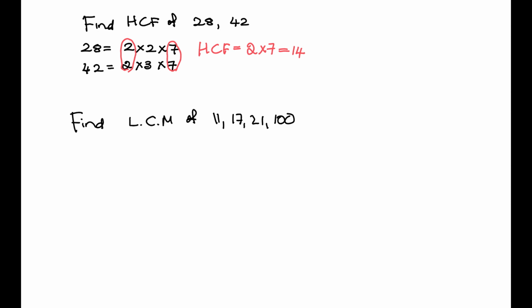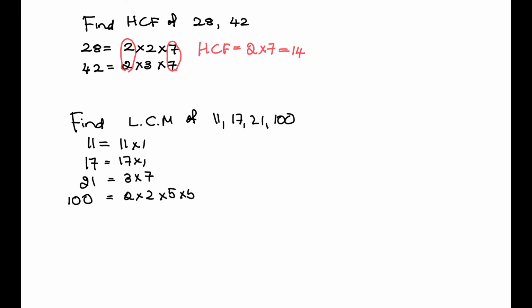For the next question, let's find the lowest common multiple of 11, 17, 21, and 100. This is the lowest common multiple, or the least common multiple. Again, we need to prime factorize them. So 11 is equal to 11 times 1. 17 is also a prime number, 17 times 1. 21 isn't. We can write that as 3 times 7. And 100 we can write as 4 times 20, so it'd be 2 times 2 times 5 times 5.